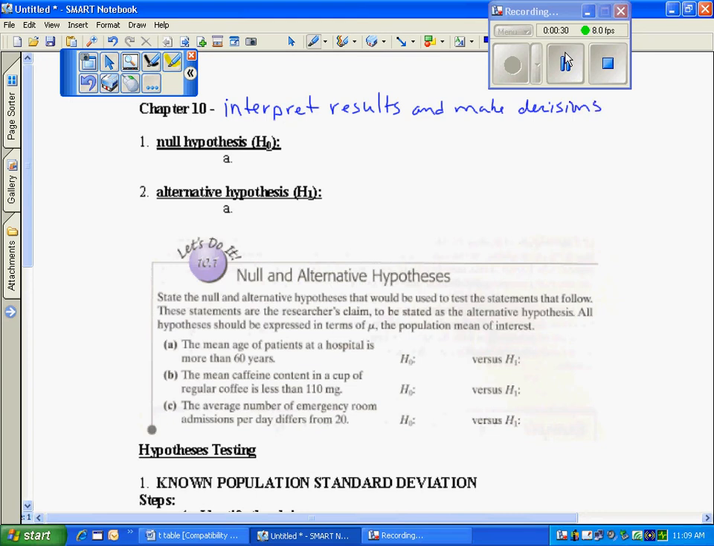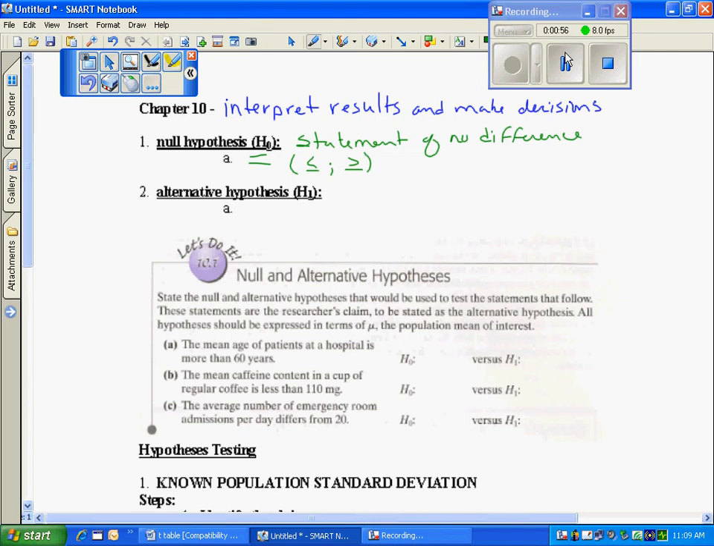So, in order to do that, we have to be able to identify our two hypotheses. The null hypothesis is that statement of no difference. It's the status quo, and it typically contains the equal sign. However, we could do less than or equal to, or greater than or equal to, but we'll just stick with the equal to sign.